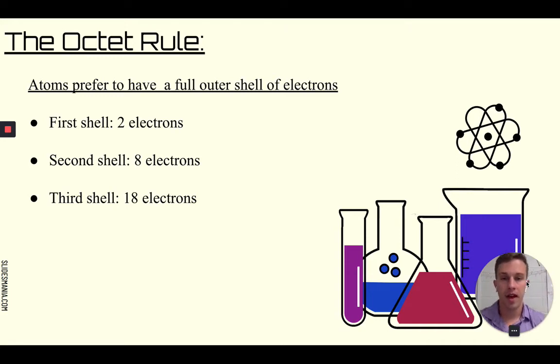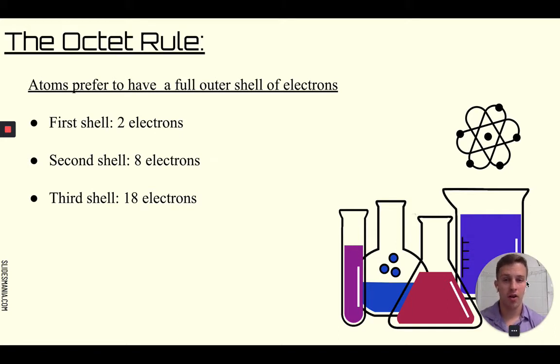So we've been talking about the atom and how to draw the atom. Today we're going to add three new important concepts that have to do with atoms. The first of those is called the octet rule. Again, things that are underlined are things that you should write down. The octet rule states that atoms prefer to have a full outer shell of electrons. Now, that number changes based on which shell we're looking at.